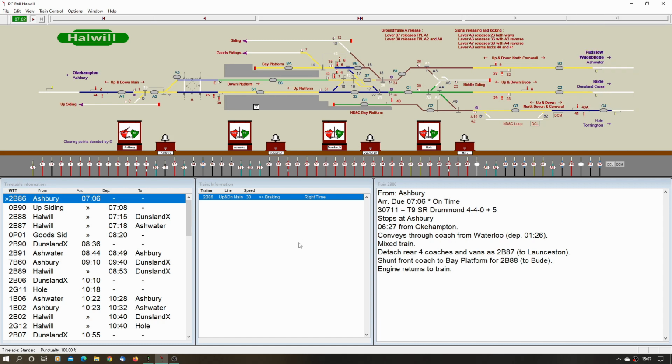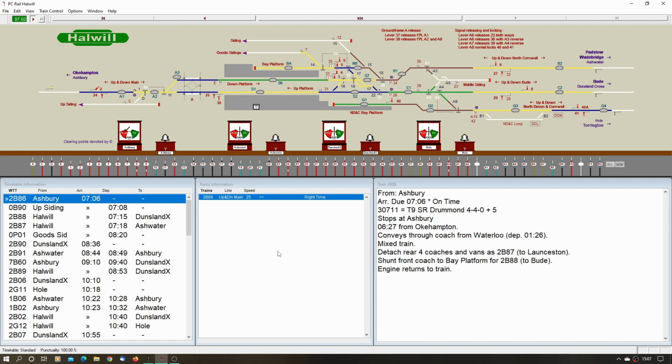Right, we join the simulation again as the train is now slowing down, approaching Halwill, so we can get the gates. Again, we've got a running line dummy as column number 1, so I need to clear that first, and then number 2, that's signalled into the down platform.